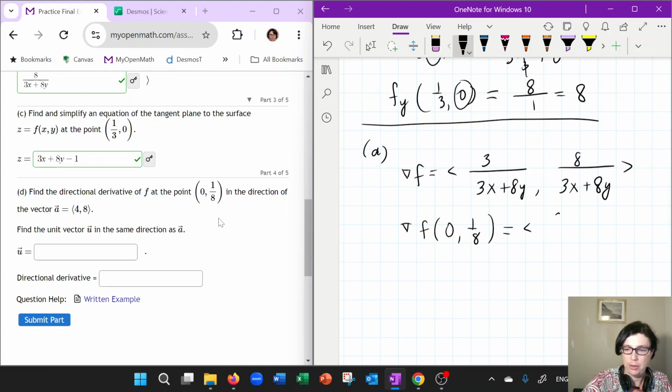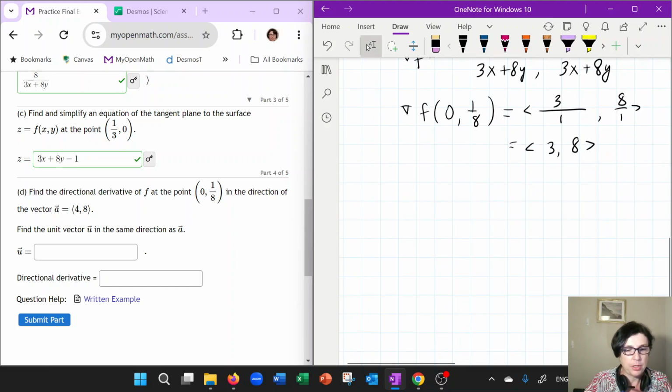So we will get 3. Now, if I plug 0 for x and 1/8 for y, this will just be 1. And then it'll be the same thing here. So I think the gradient is just equal to 3/8 at that specific point. The other thing you need to do is look at the direction, because directional derivative depends on the direction. Direction is 4/8, but you want a unit vector that has the same direction but length of 1.